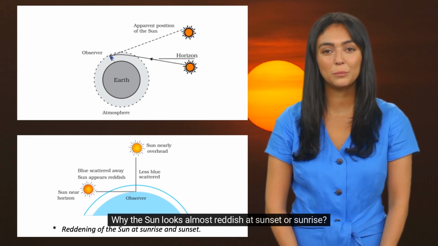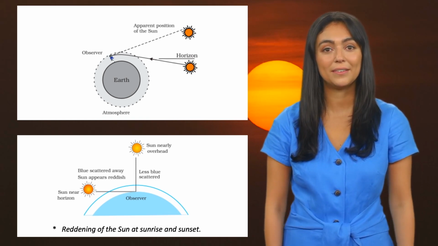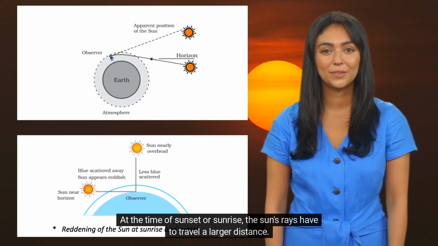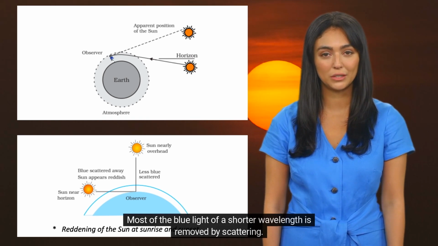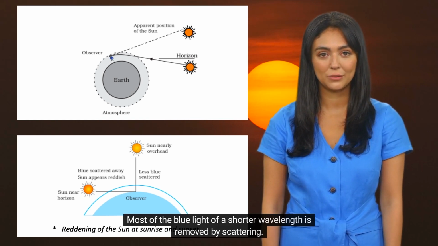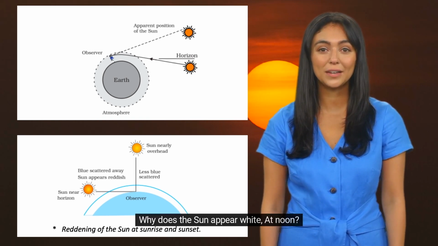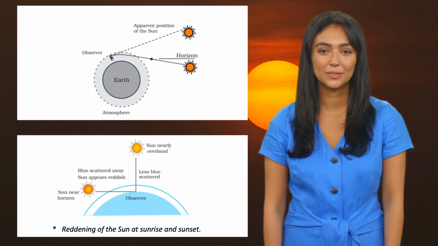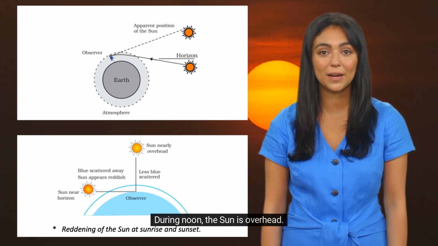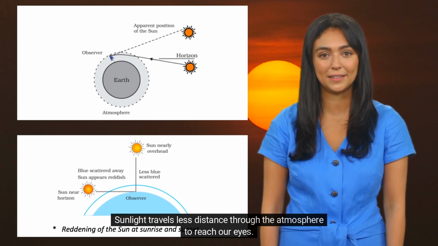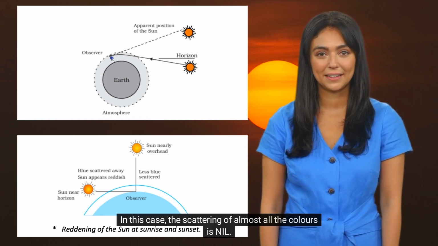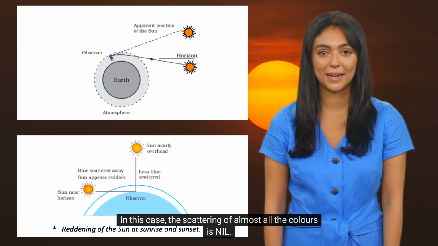Why does the sun look almost reddish at sunset or sunrise? At the time of sunset or sunrise, the sun's rays have to travel a larger distance. Most of the blue light of a shorter wavelength is removed by scattering. Why does the sun appear white at noon? During noon, the sun is overhead. Sunlight travels less distance through the atmosphere to reach our eyes. In this case, the scattering of almost all the colors is nil.